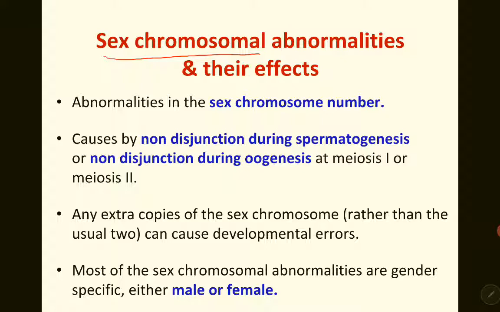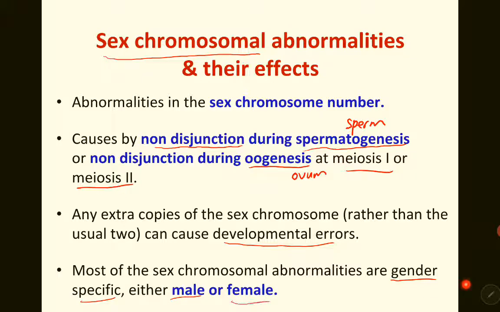It occurs in the sex chromosome due to non-disjunction during the spermatogenesis process to form the sperm, or during oogenesis, which forms the ovum. So it can occur either in meiosis 1 or meiosis 2. Any extra copies of the sex chromosome can cause developmental errors. Most of the sex chromosomal abnormalities are gender specific, so it is either male or female.